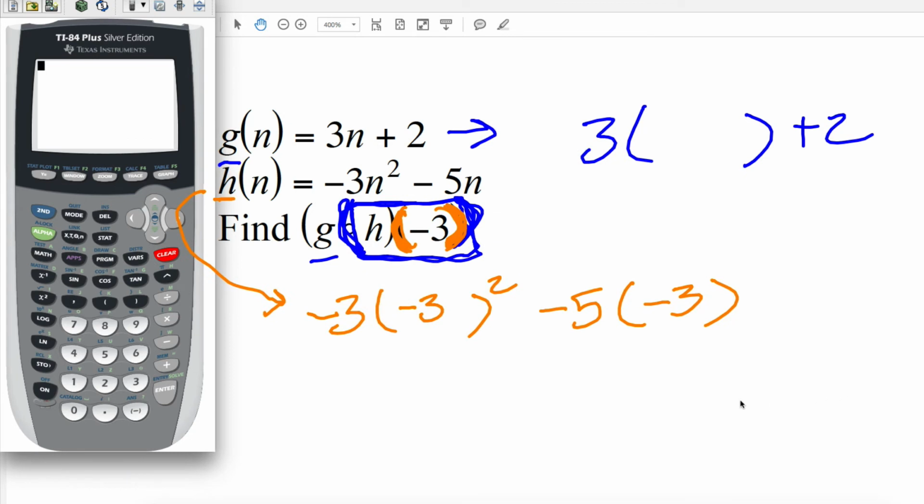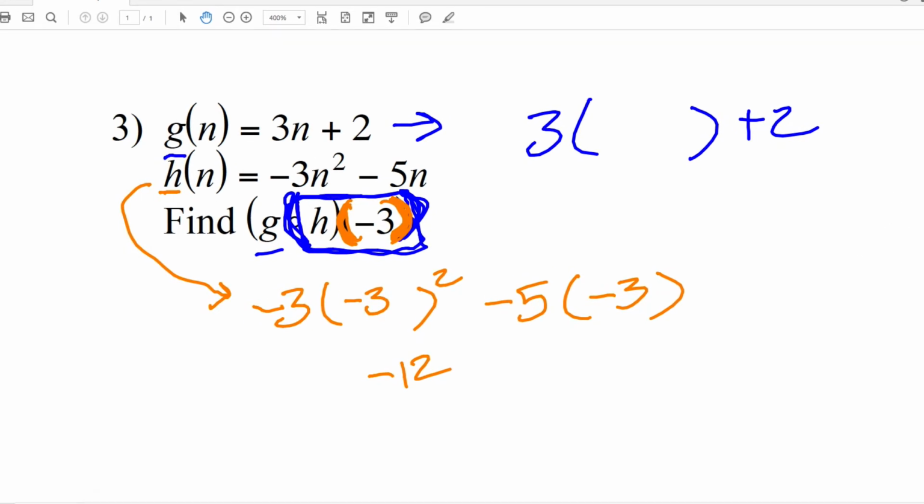So we have our calculator here. Now let's solve it. We have negative 3 parentheses, negative 3 parentheses squared minus 5 parentheses, negative 3 parentheses. Enter. And we see the answer is negative 12. Now what if you don't have a calculator? What if that's not available to you? Well, that's fine. We can do it by hand.